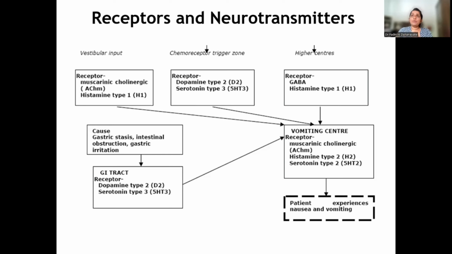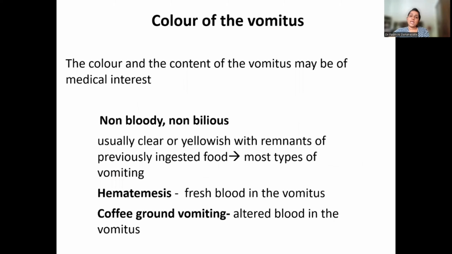So if you have time, please go through it leisurely, and if you can refer to many textbooks, you can get an idea, especially of the pharmacological aspect of vomiting as well. Then you can get a thorough idea of the receptors and neurotransmitters which are involved in vomiting. Okay, right. Now we will move on to a little bit of the clinical aspect of vomiting as well.